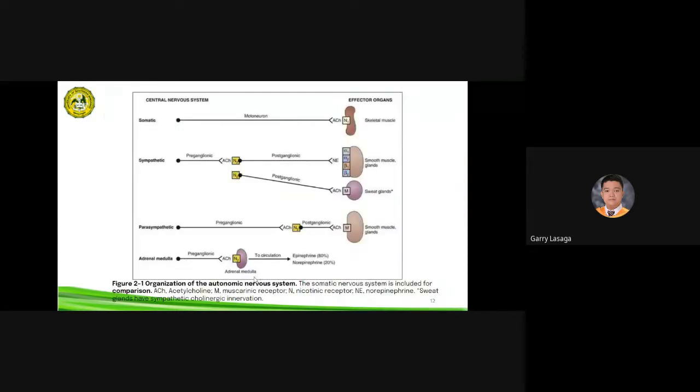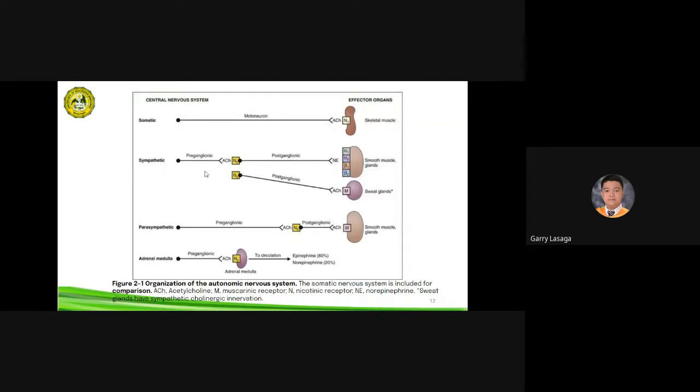So as a review of the organization of the autonomic nervous system, when we say autonomic nervous system, it can either be the sympathetic or the parasympathetic nervous system. The sympathetic and the parasympathetic nervous system each have two portions before reaching the effector organ or the target organ. So we have the preganglionic neuron and the postganglionic neuron.